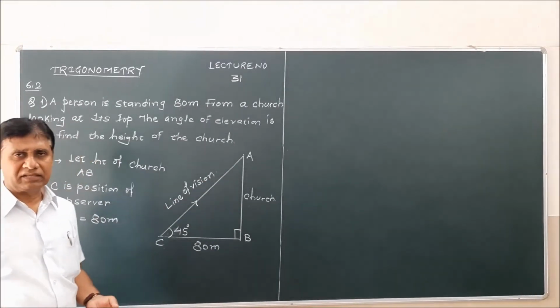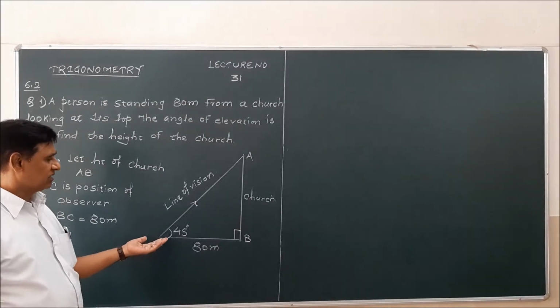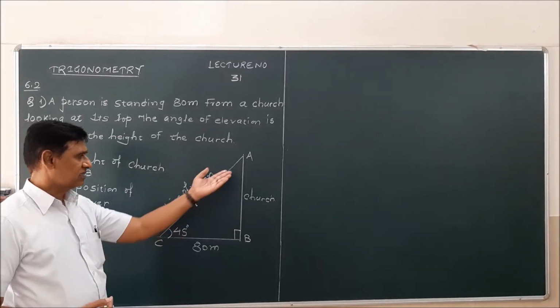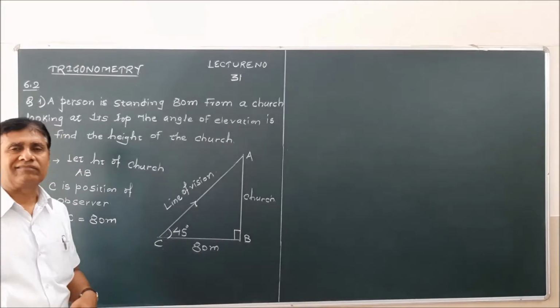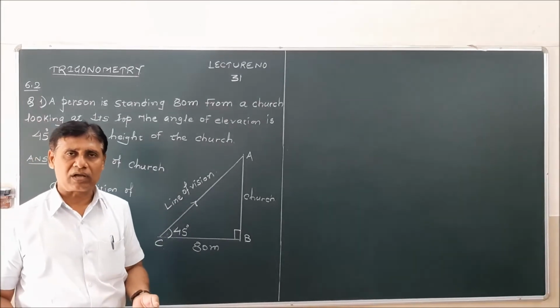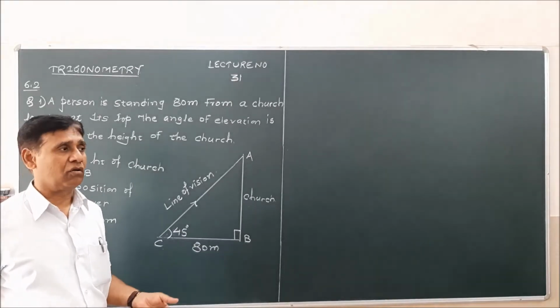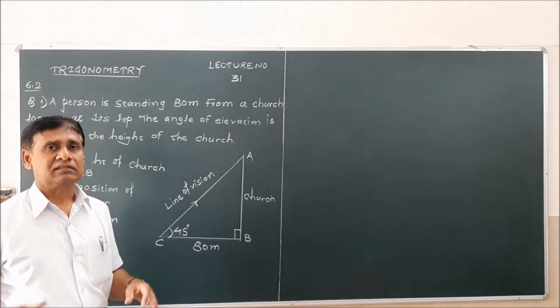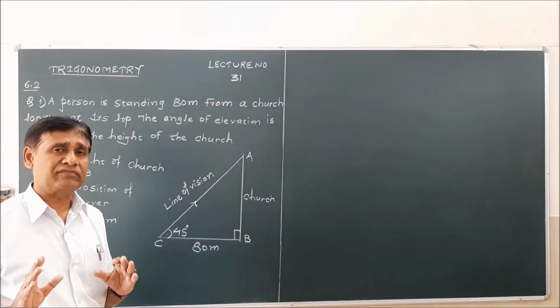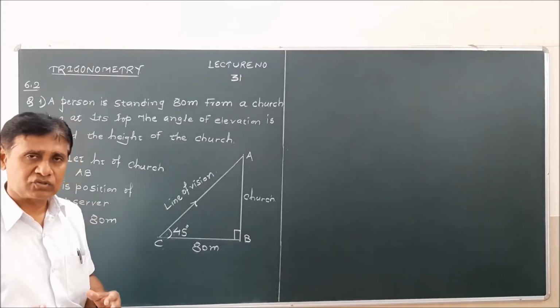Now we may think in this way that it is very easy. This is 45 degrees, then this is also 45 degrees. I can use 45, 45, 90 and I can find the answer. But this is not allowed at all. Please try to understand, this is not allowed. You have to use trigonometric ratios only.